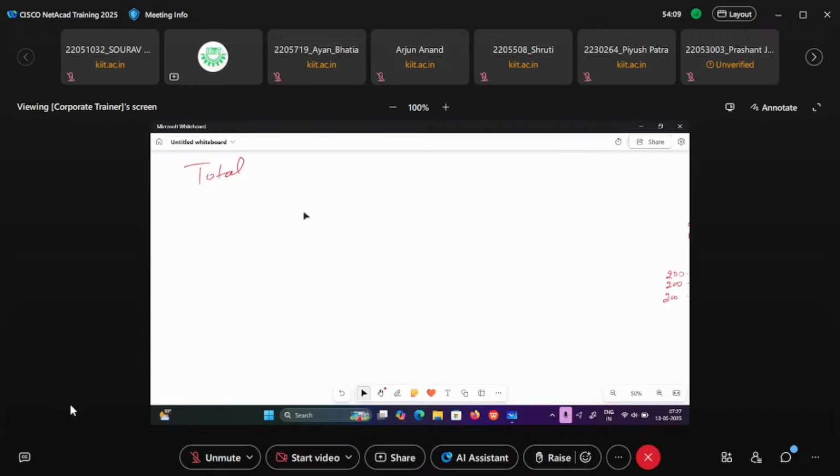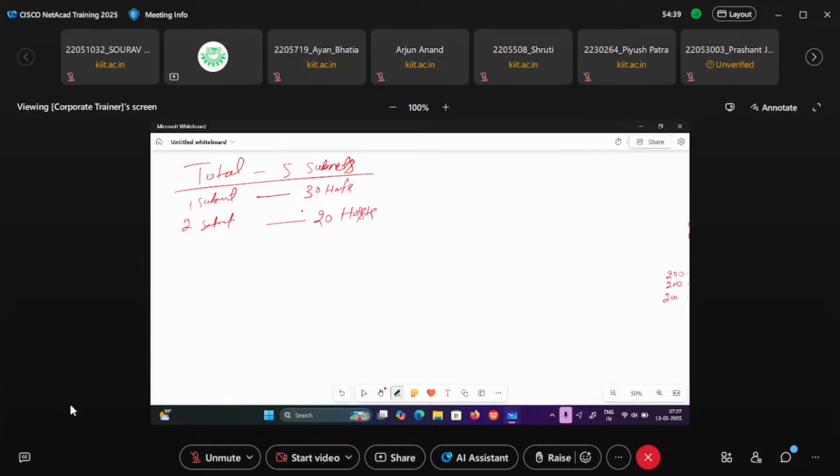Yeah, so just look here. A total of 5 subnets are required in this case. That was the condition. And the first subnet requires 30 hosts. Okay. Then the second subnet requires 20 hosts.